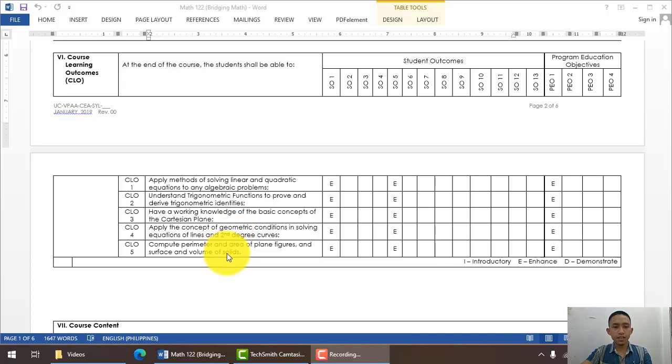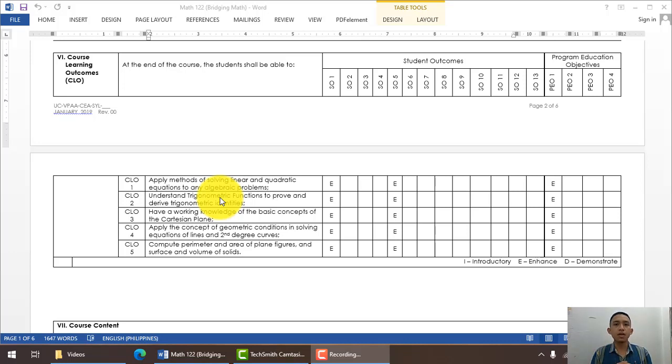And then lastly, our last course learning outcome is to compute perimeter and the area of plane figures and surface and volume of solid. Okay, so that is from your solid mensuration. Okay, so that is what you should be able to show us for us to say that okay, you satisfy the outcome, then you are now ready. It means that you passed the subject. You are now ready to proceed.